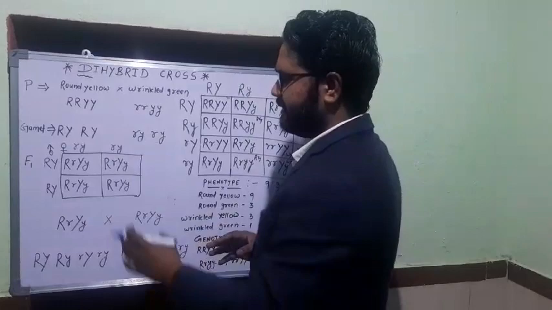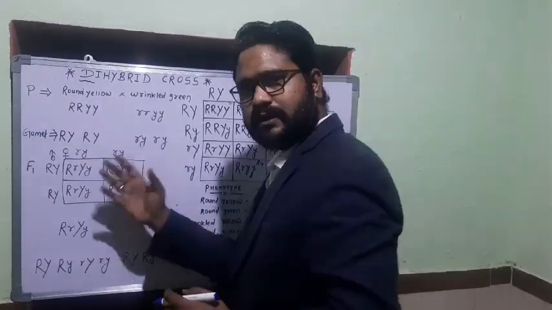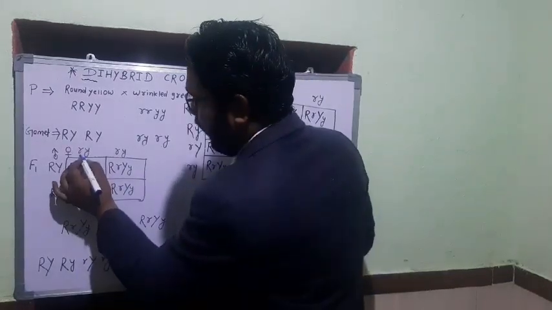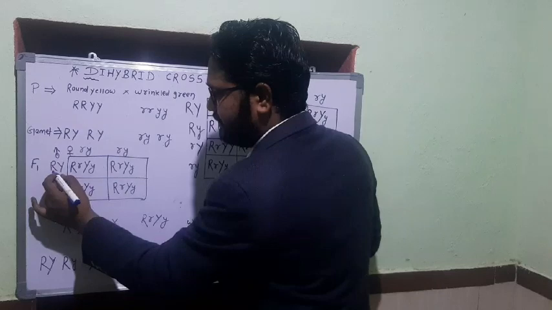In a simple way, the gametes are written on the outside of the table. Now see how these combinations are there. R, this is from the female parent, and this R is from the male parent.